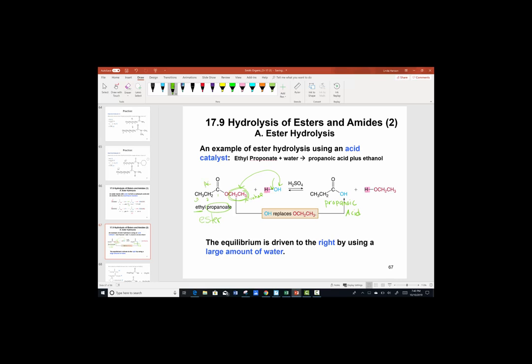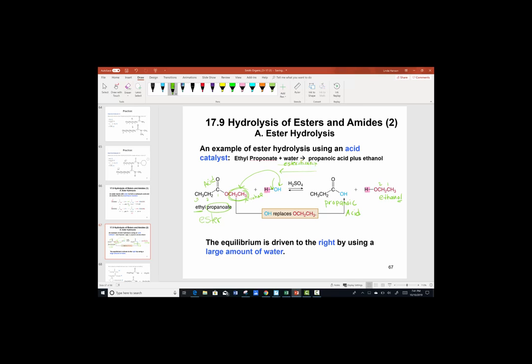So if this was the acid, we made propanoic acid. If this part came from the alcohol, we know to make ethanol, the OL for the alcohol. We're just driving it in equilibrium, one direction or the other. Esterification this way, hydrolysis this way.